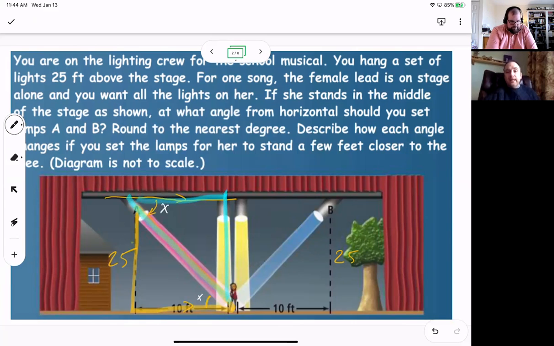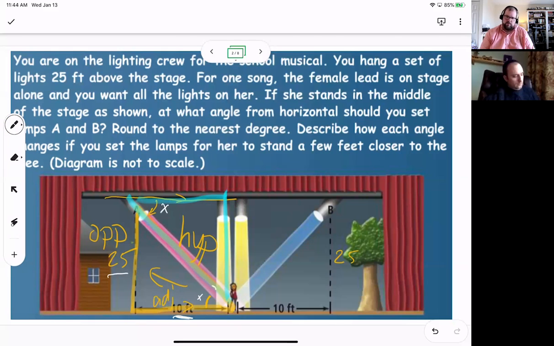Okay, I want to look at the yellow triangle. Sounds good to me. So I should label the sides. So this is the hypotenuse. This is the opposite. And this is the adjacent. All right, so I can see that we know the opposite and we know the adjacent based on this angle.